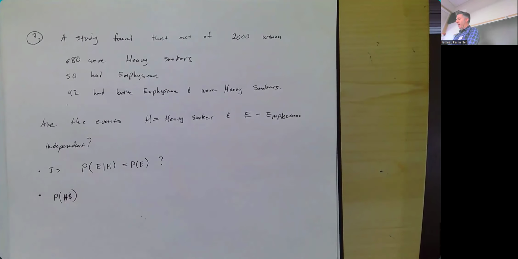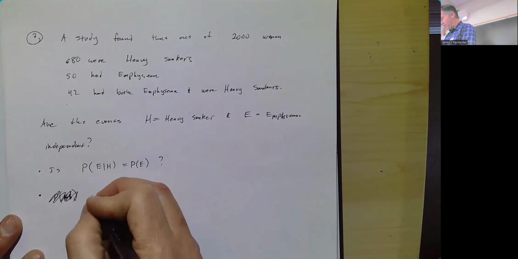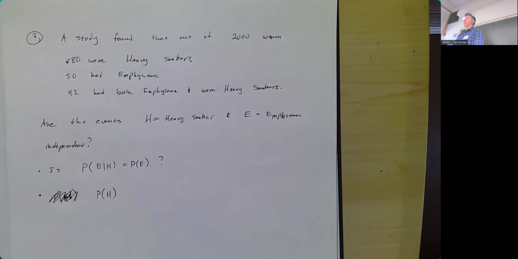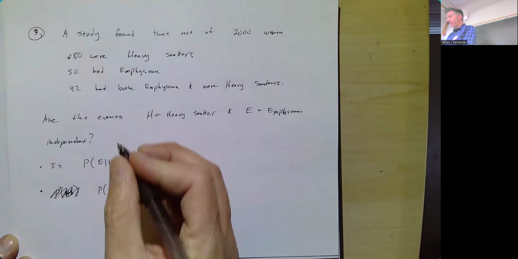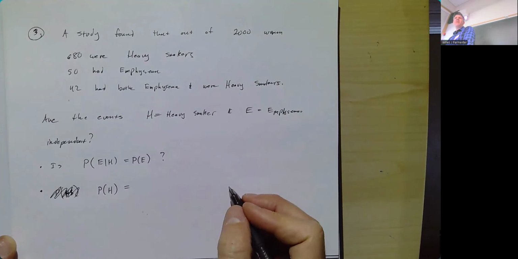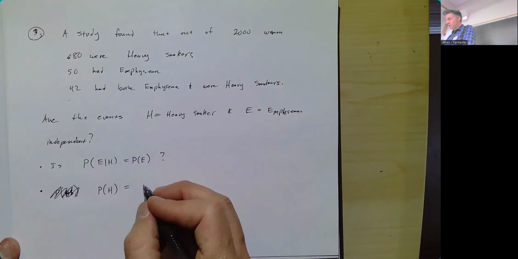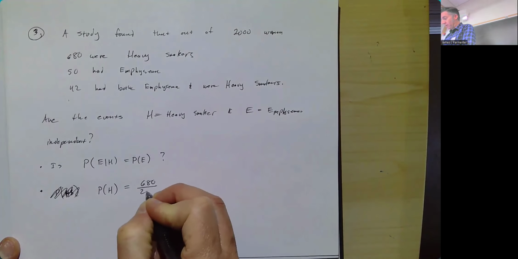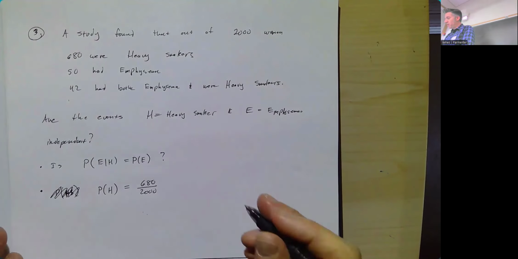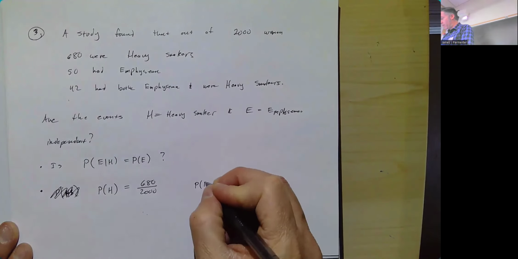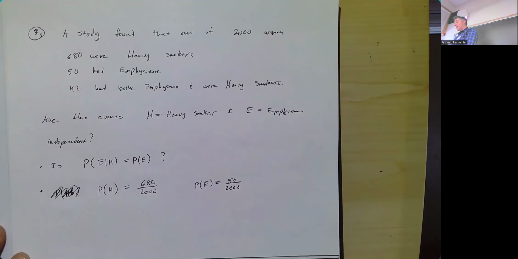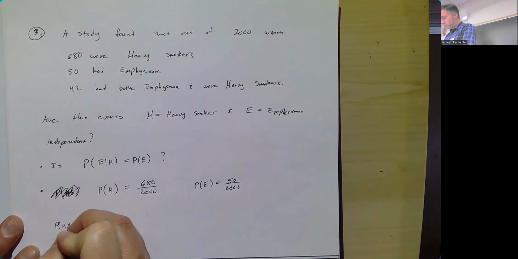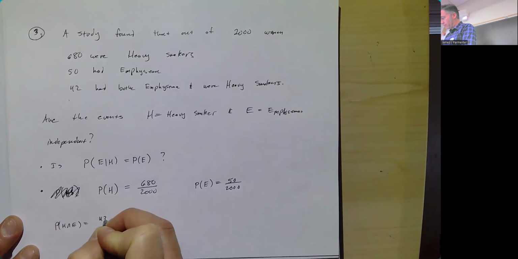Yeah, sorry. No fancy notation. That was just terrible writing. So the probability of being a heavy smoker is, what's the probability again? Right, 680 over 2,000. Similarly, the probability of having emphysema is 50 out of 2,000. And the probability of having both, or the probability of the intersection, is 42 out of 2000.